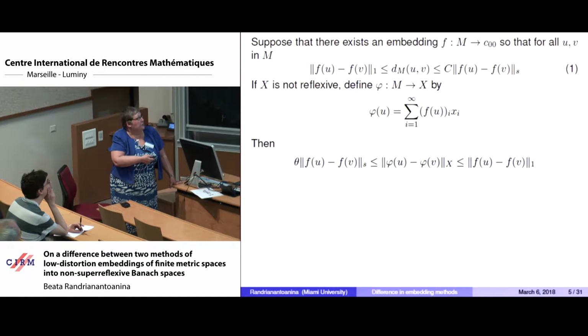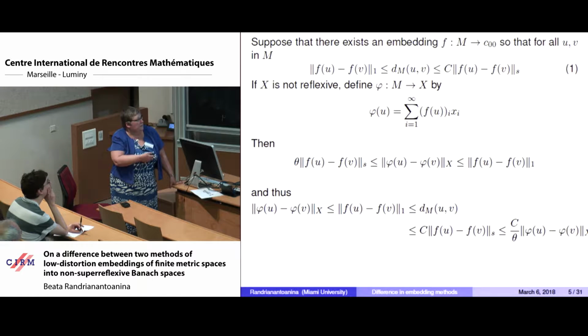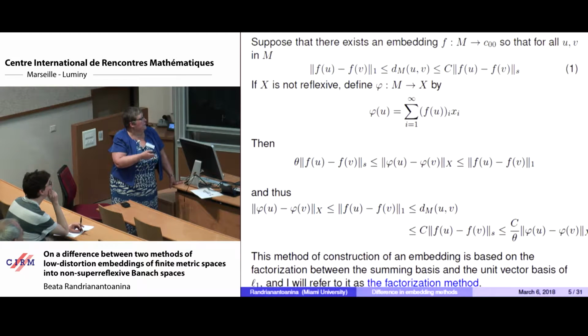This is the known method of embedding, which through this simple computation that I am not going to read out loud, this works. So this was the method used by Bourgain for embedding trees, and it was used by Johnson and Schechtman for embedding binary diamonds into non-superreflexive spaces. So I would refer to this method as a factorization method.